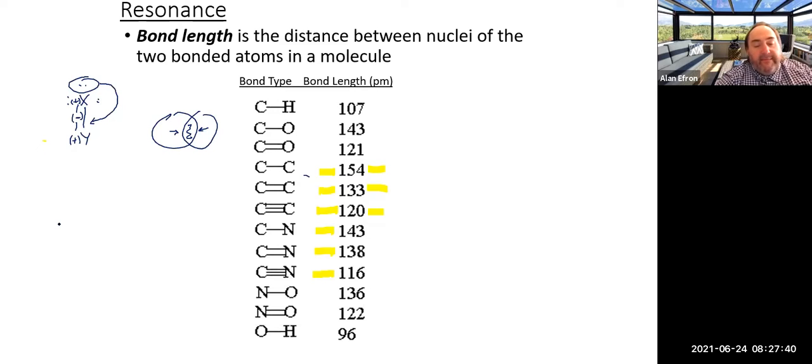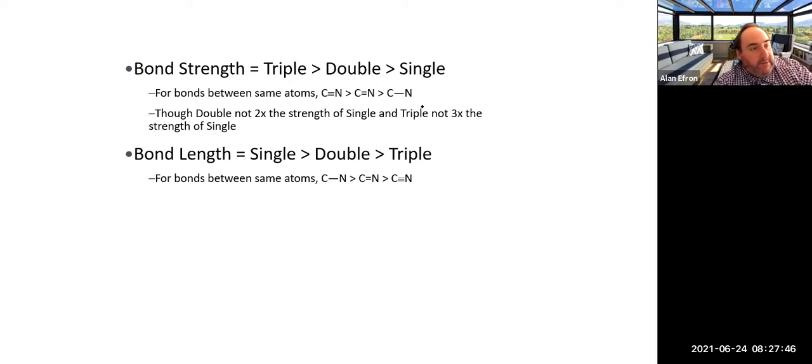Now, this does have a direct relationship to the strength of the bond. And what we see in terms of bond strength is that a triple bond is stronger than a double bond, and a double bond is stronger than a single bond. So a double bond is not twice as strong as a single bond, or a triple bond is not three times as strong as a single bond or anything like that.